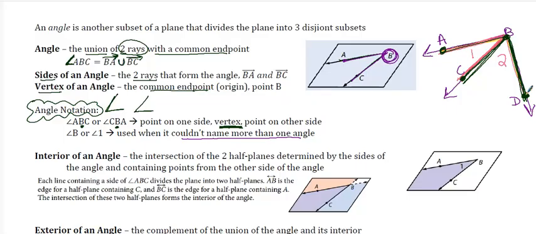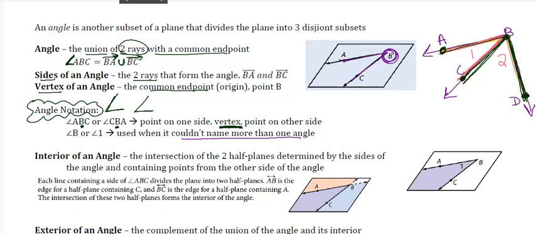Then we have the interior of an angle. The interior of an angle is the intersection of the 2 half planes determined by the sides of the angle and containing points from the other side of the angle. So you're probably like, what? This picture kind of shows it, but let me show it to you a little easier.